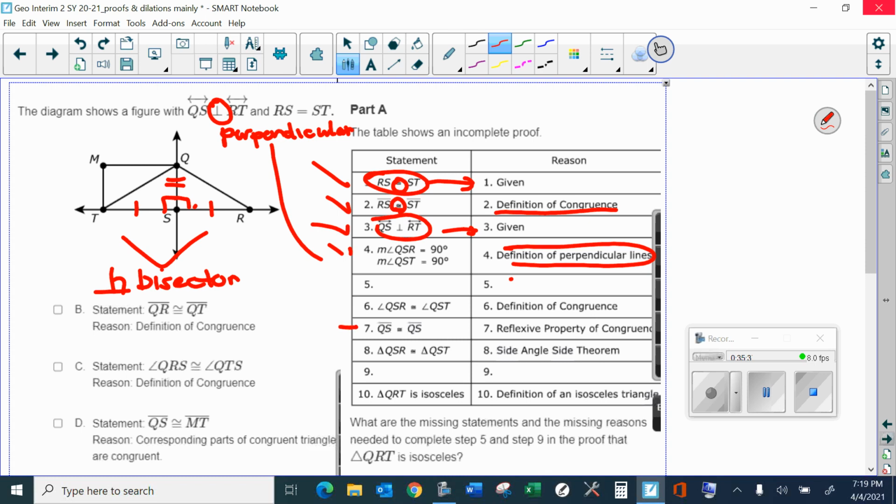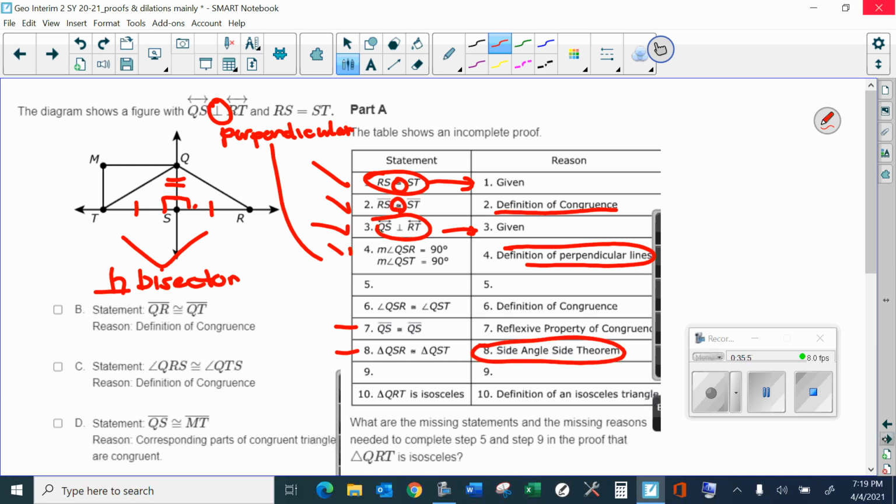They've already done it for us down here in step 7, so we can't use that there. So here they have QS is equal to QS, reflexive property. I've now marked it in there. Now obviously we have these two triangles are congruent by SAS, as you see right there. That's easy. Angle QSR is congruent to QST, definition of congruence. So there they went from the 90 degrees to now that they're equal in measure, now I can say that they're congruent.